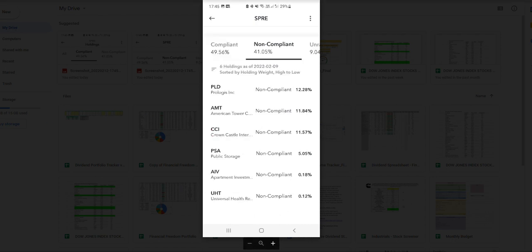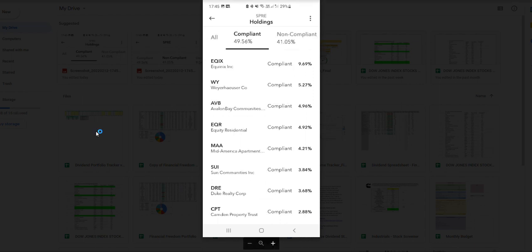Now let's look at the non-compliant companies in this. We've got Prologis, which is one of the biggest, basically the Amazon warehouses. The majority of Amazon warehouses around the world are owned by this company. Then you've got American Tower, Crown Castle, Public Storage, Apartment Investment, and Universal Health Realty REIT. The majority of these companies are non-compliant because of their debt levels, not because of their business model. And then you look at the compliant companies. All of these companies are compliant, and you can invest in them directly or through this ETF.